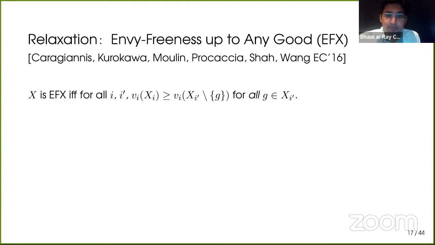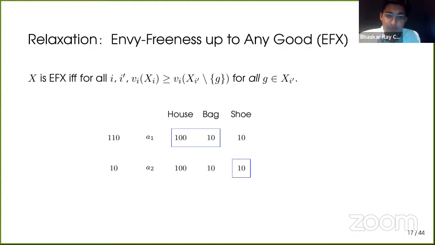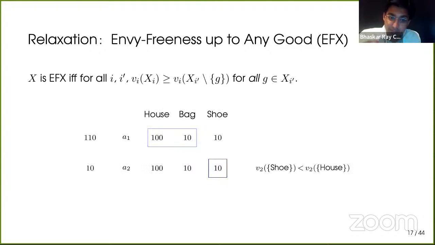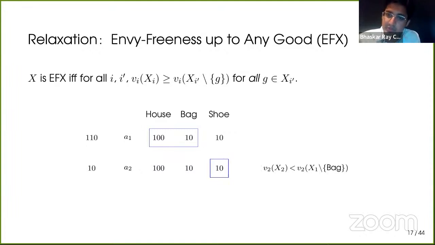And just to make it clear what this will give you in this setting, clearly this allocation will not satisfy EFX, because the valuation for the shoe is significantly less than the valuation for the house, which is the valuation for agent 1's bundle following the removal of the bag. So even after removing the bag, there's a huge skew in the valuations for the bundle. So this will not satisfy any approximation of EFX itself.